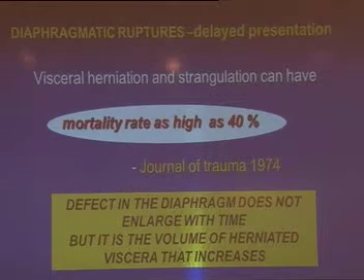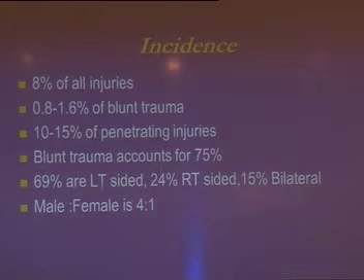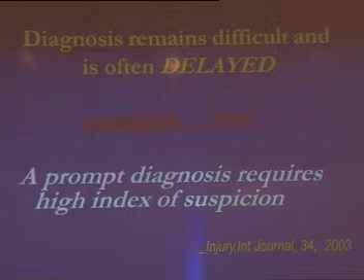The defect in the diaphragm does not enlarge with time, but it is the volume of herniated viscera that increases. Incidence: 8% of all injuries, 0.8 to 1.6% of blunt trauma, 10 to 15% of penetrating injuries, and blunt trauma accounts for 75%. 69% of the diaphragmatic injuries are left-sided, whereas 24% are right-sided and 15% are bilateral. Male to female ratio is 4:1. So the diagnosis remains very difficult and it is often delayed. So how to diagnose? The first thing is that a prompt diagnosis requires a high index of suspicion.